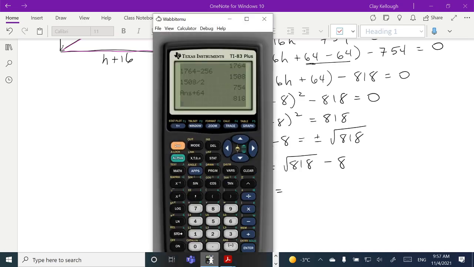So let's say we got 818 square rooted. Actually, 818 was the last number I had, so I'm just going to use my answer button. Answer. And then minus, oh, wait, hang on. Funky, fancy calculator. Close that bracket and then minus 8. Otherwise, it thinks I want to square root 810. There we go. And that gives me 20.6.